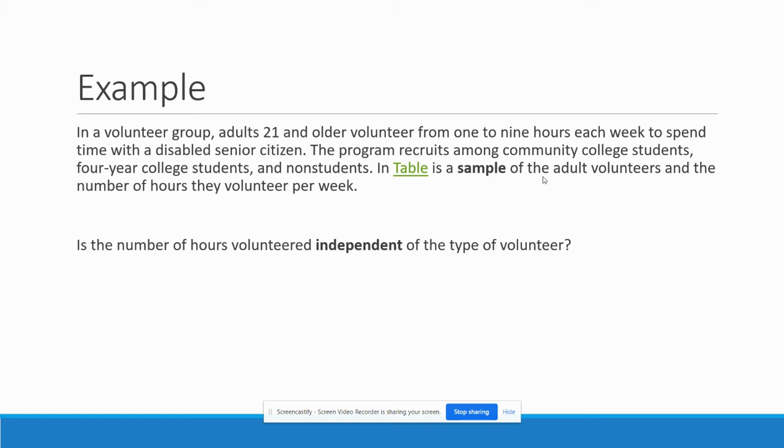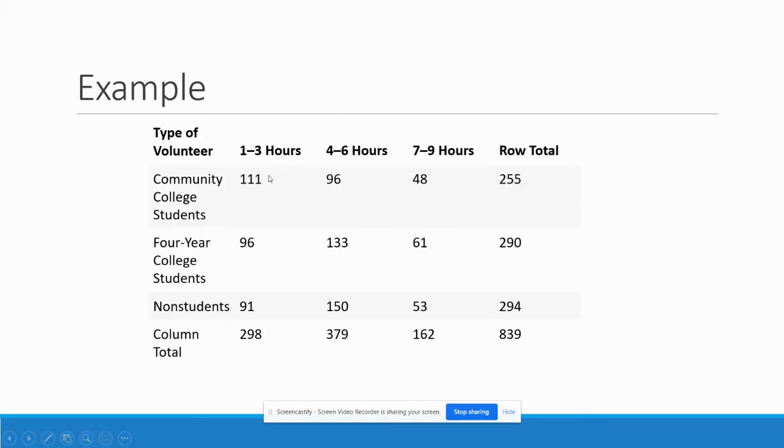Is the number of hours volunteered independent of the type of volunteer? Remember, I've got 3 types: community college, 4-year, and non-students. And then I want to know between those groups, is there any difference in the number of hours they volunteer? Okay, so here's my table.